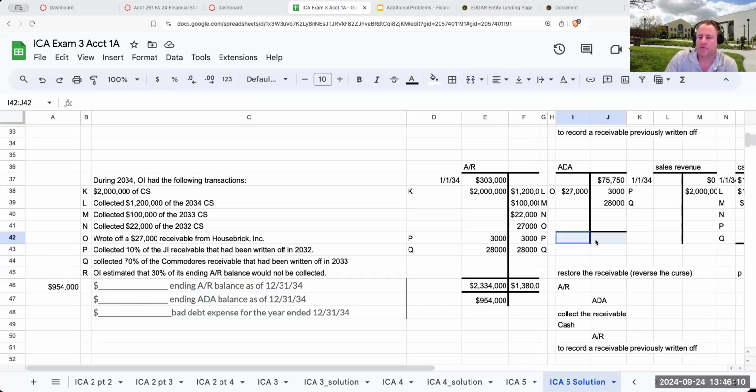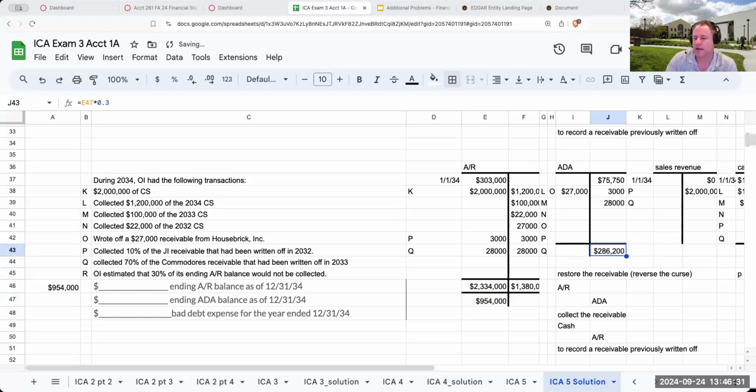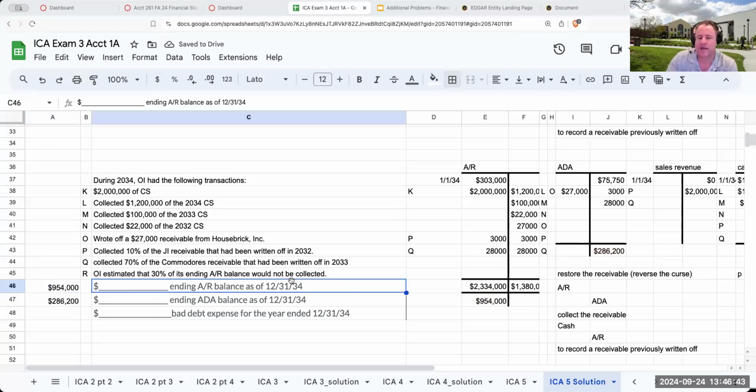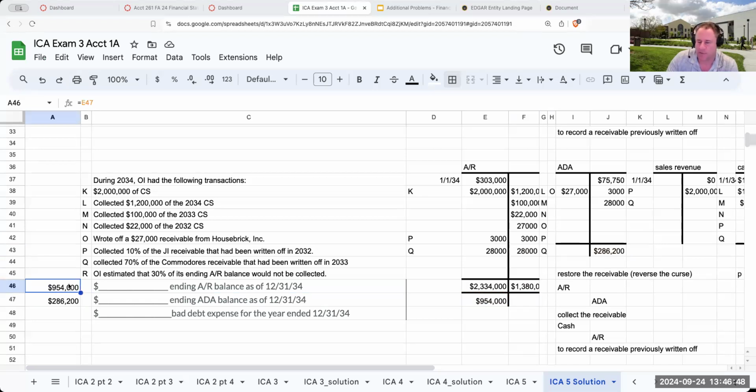Now, my ending allowance for doubtful accounts balance, how do I figure that out? The ending balance in my allowance for doubtful accounts is going to be 30% of 954, or 286,200. I figure this out first. My ending allowance for doubtful accounts is going to be 286,200. If I ask, is it a debit or a credit? This would be a credit balance. This would be a debit balance. So if I ask for that, just make sure you indicate it.